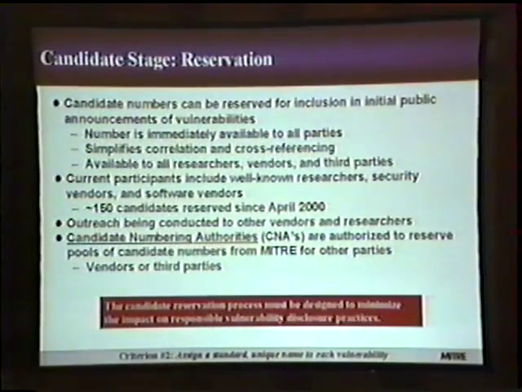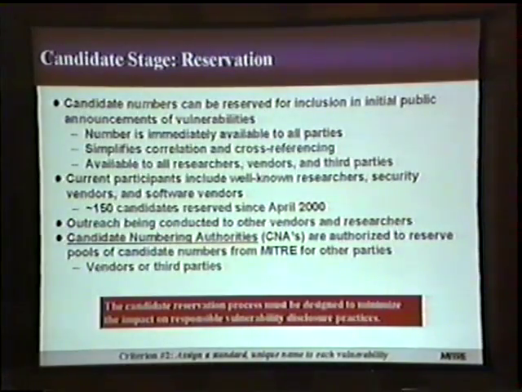As those of you who are CVE users may know, there is a delay between when a problem is initially announced and when we actually get to the point of assigning a candidate number to it. We're trying to change that a bit. One of the ways we're doing that is by allowing organizations or individuals to reserve candidate numbers from us before publishing, to then include in their initial advisories.